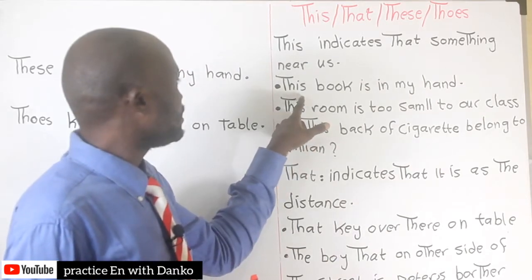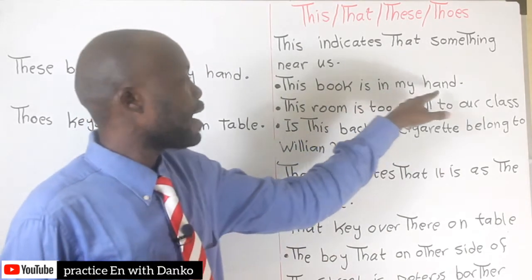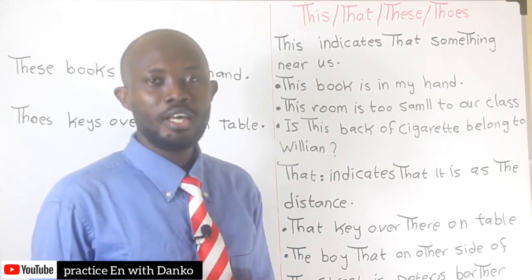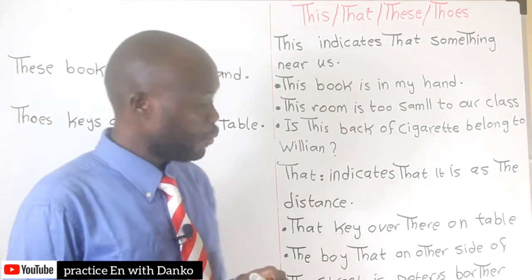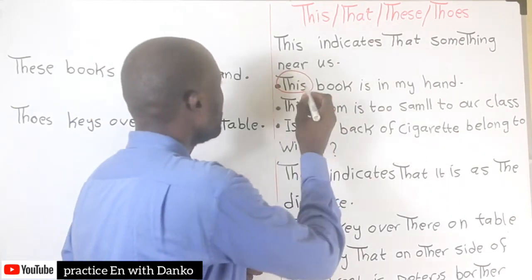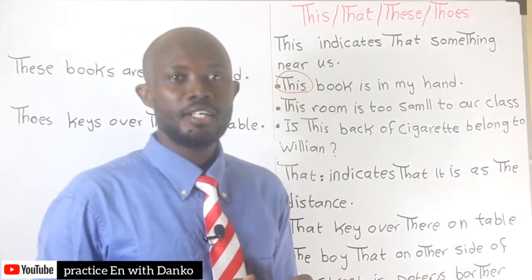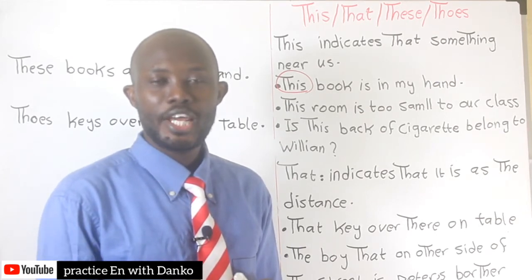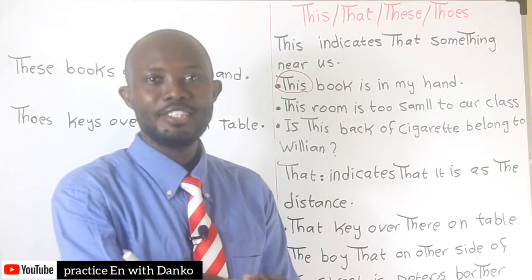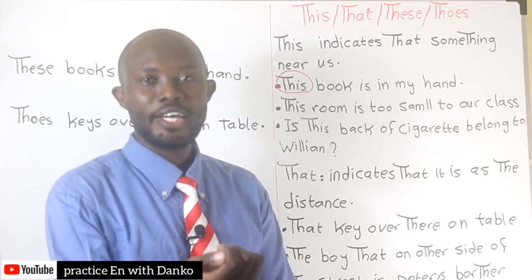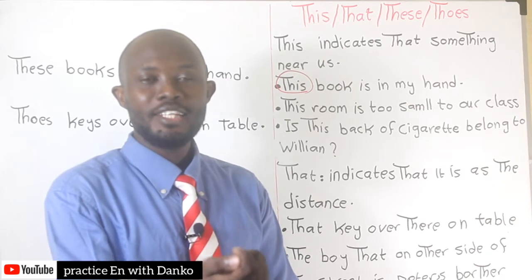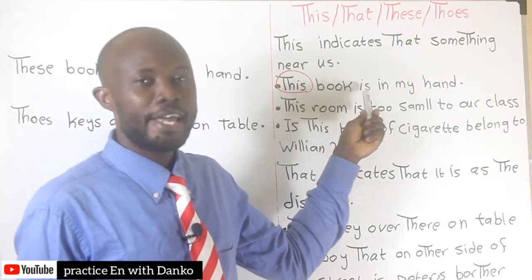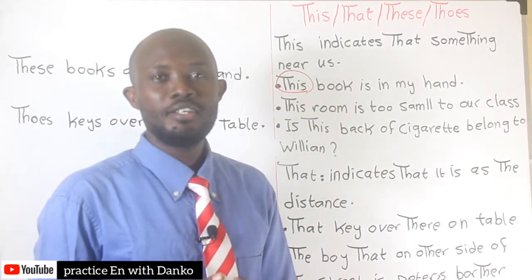First, this book is in my hand. We use this to indicate the book which you have in your hand. That is, it's near you. So your hand is so close to you. So in this case, you must say this book is in my hand. All right.